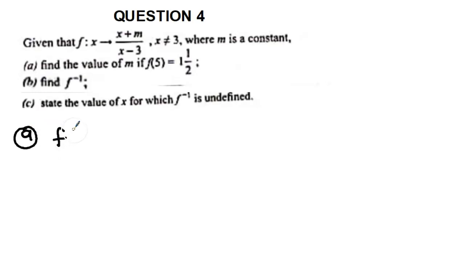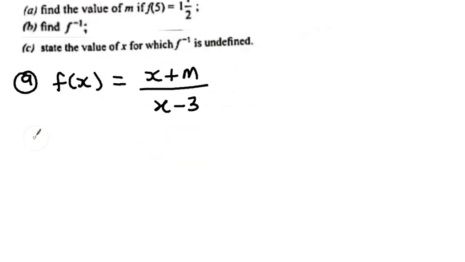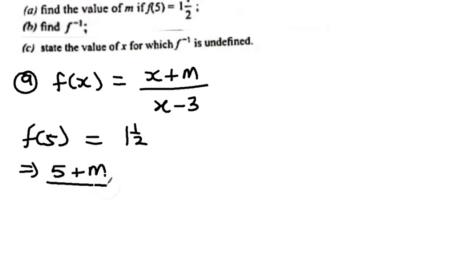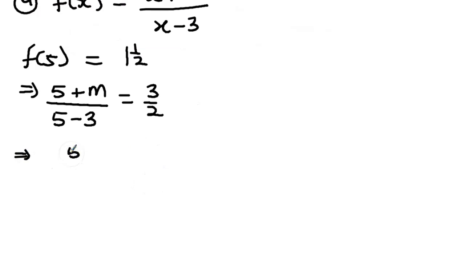So f of x is equal to x plus m over x minus 3. So f of 5 is equal to 1.5 implies that we substitute 5 in the function and equate it to 1.5. So 5 plus m over 5 minus 3 is equal to 3 on 2, so we have 5 plus m over 2 is equal to 3 on 2.